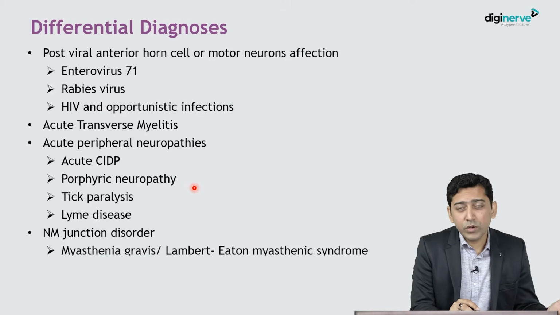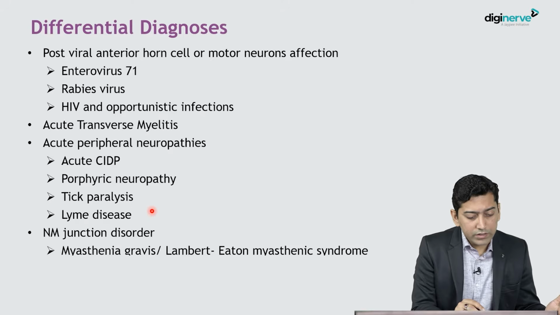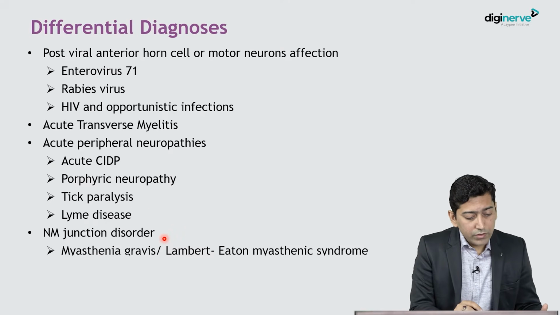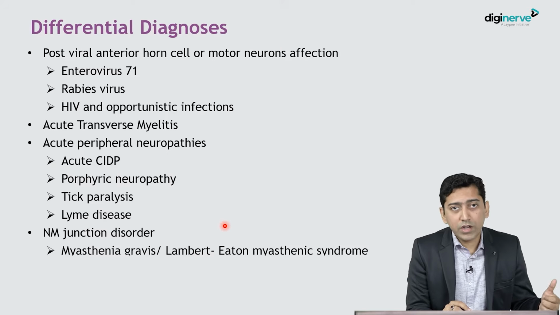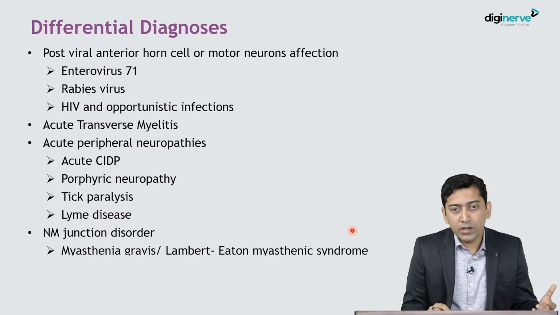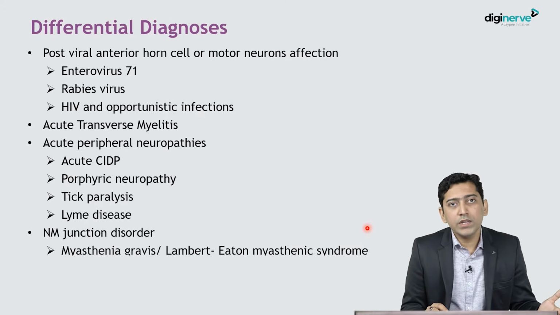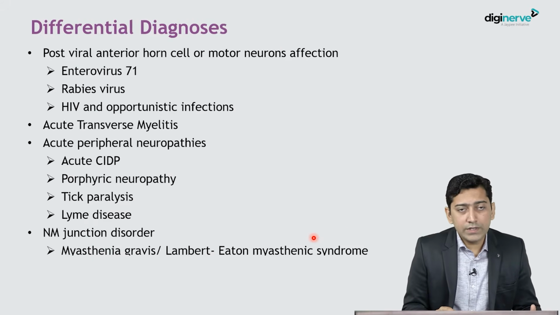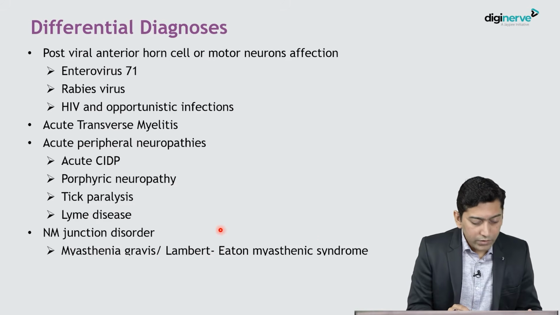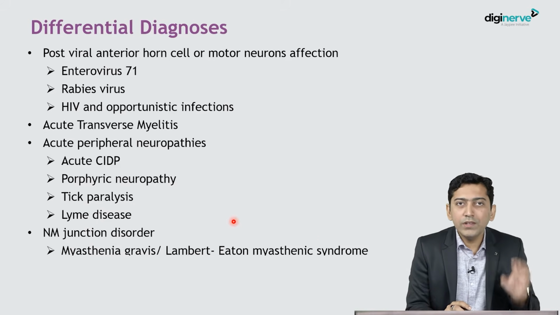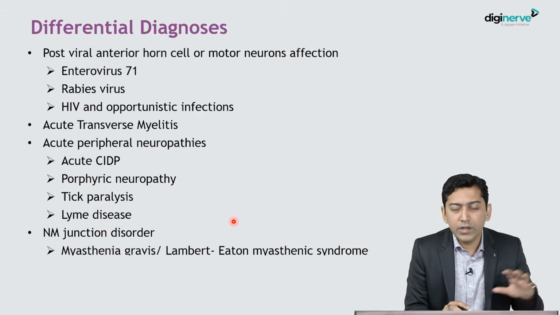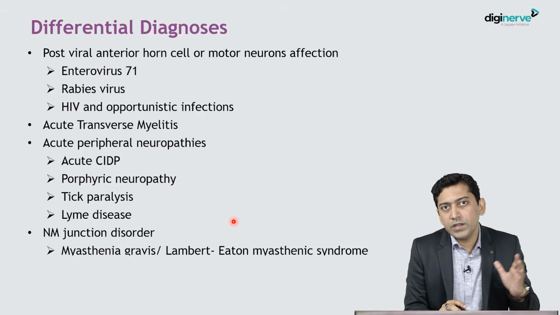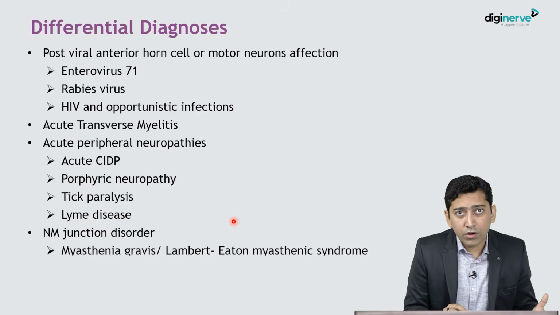Then comes the other possibilities such as porphyric neuropathy, tick paralysis, or Lyme's disease. So we also have to remember that neuromuscular junction disorders can present with problems or clinical signs and symptoms which can mimic GB syndrome. So there can be diplopia or gaze restriction, there can be ptosis or drooping of the eyelids. So we have to be extremely careful to ask the history of whether the weakness has a diurnal variation, whether they are well during the day, and as the day passes by, whether there is any worsening or not, right?